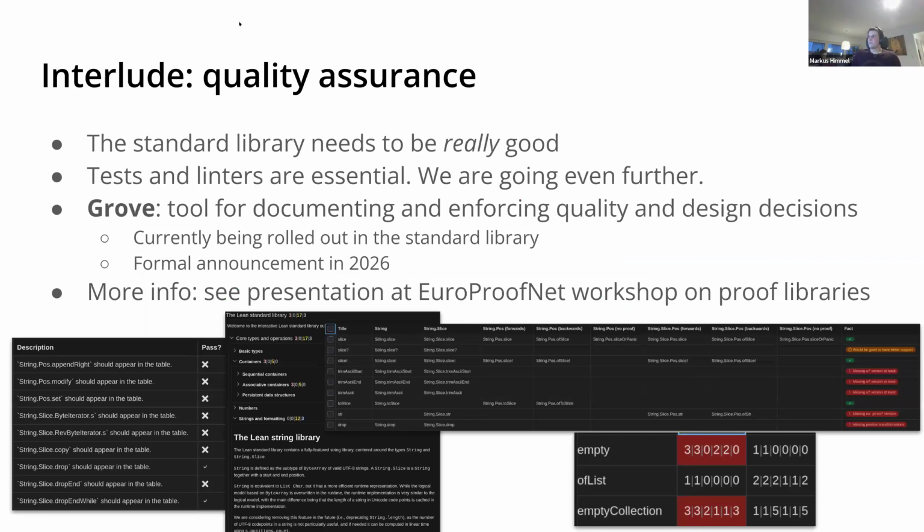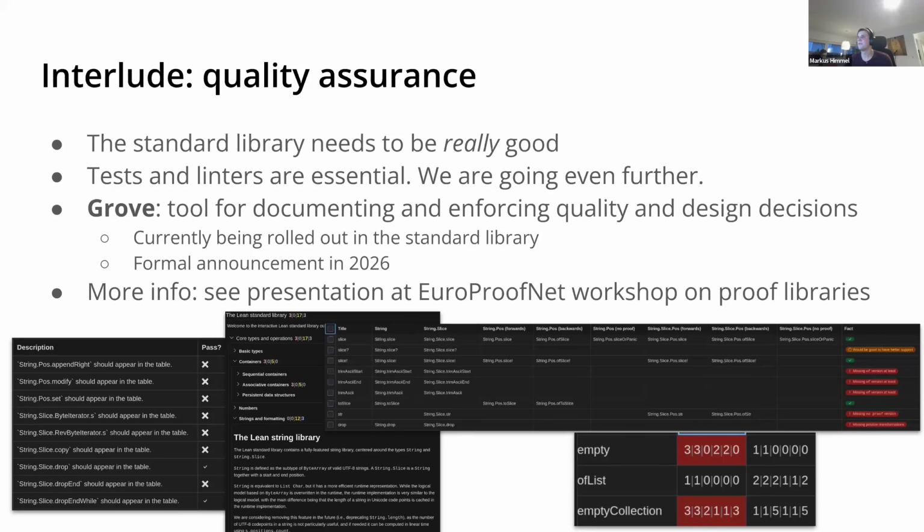Okay, quick interlude before we go on with new features. What about quality? So we want people to install Lean and be immediately amazed by how well everything works. And for this, we need the standard library to be really, really good. And there are many ways you can try to make your library better. Tests and linters are really important. We've seen Mathlib especially have some amazing results with their linter infrastructure.